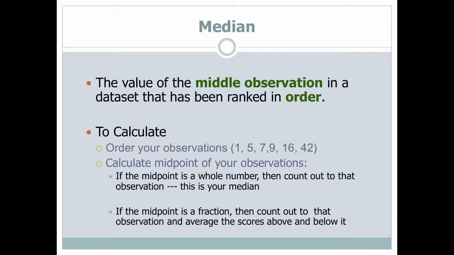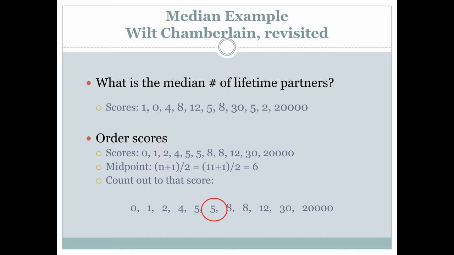If the number of observations that you have is an odd number, then adding 1 to it and dividing by 2, you will get to the midpoint, okay? If your number of observations is an even number, you will end up having 2 middle scores. In that particular case, all you got to do is add and find the average of those 2 middle scores. Let's look at an example.